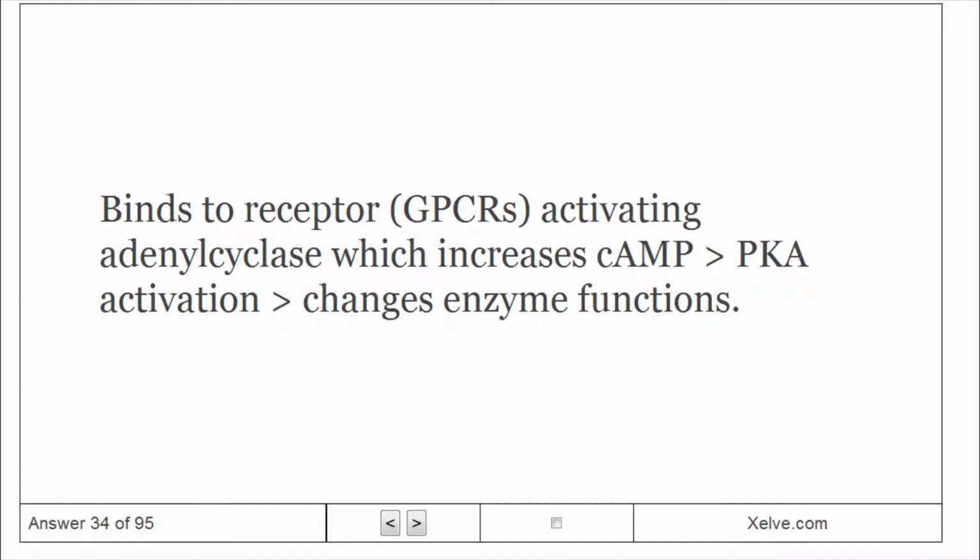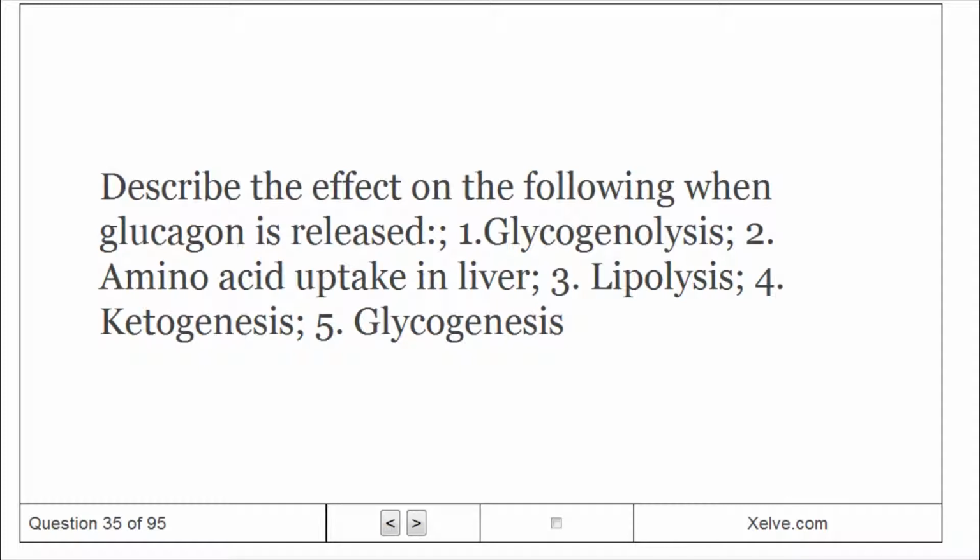Glucagon binds to its receptor, activating adenylyl cyclase, which increases cAMP, leading to PKA activation and changes in enzyme function. Describe the effect on the following when glucagon is released: 1. Glycogenolysis. 2. Amino acid uptake in liver. 3. Lipolysis. 4. Ketogenesis.